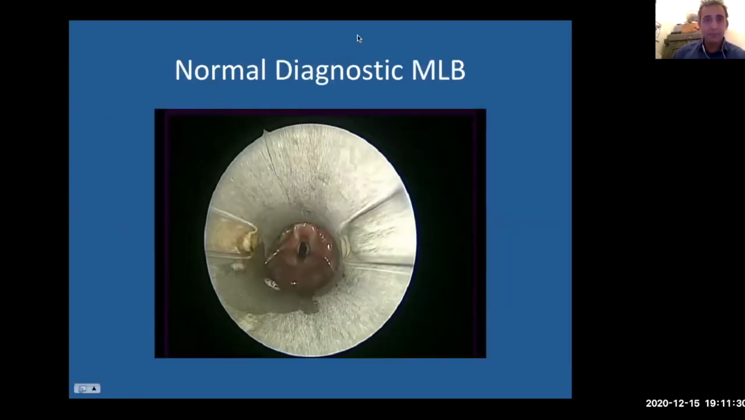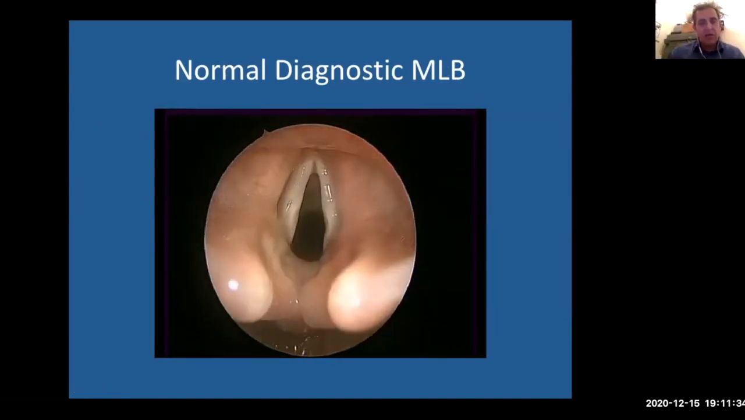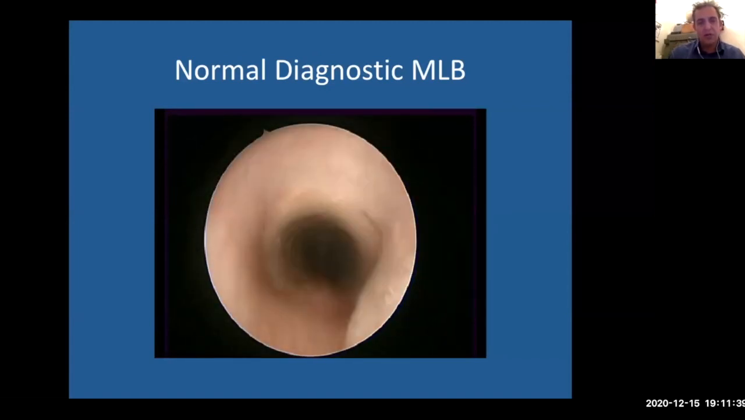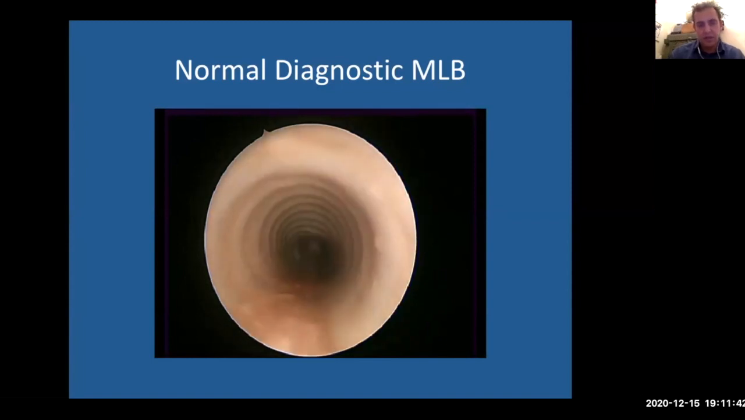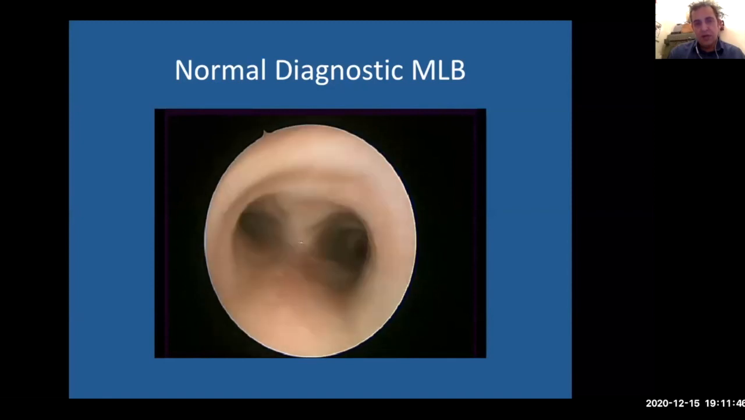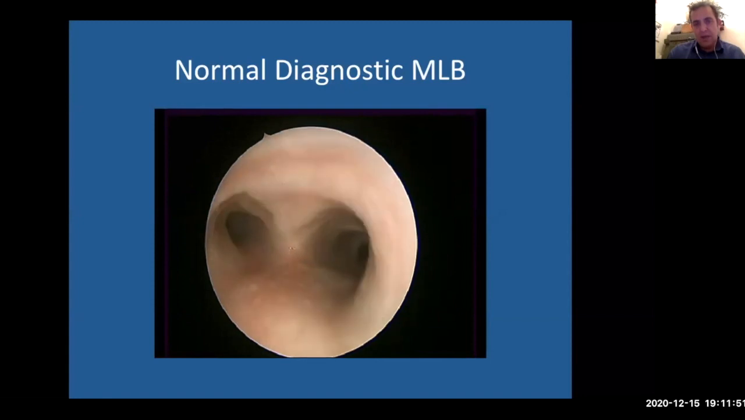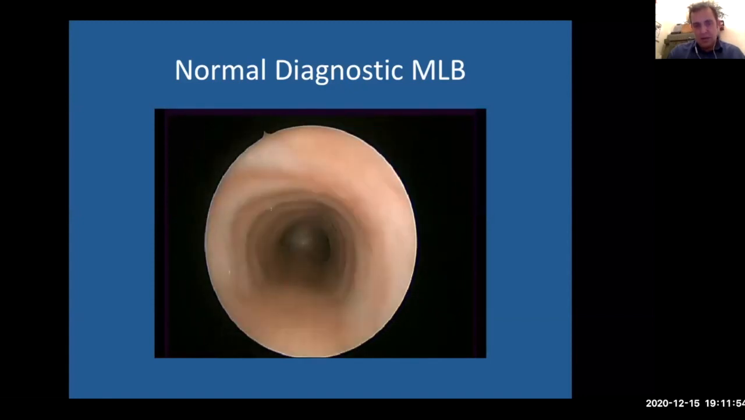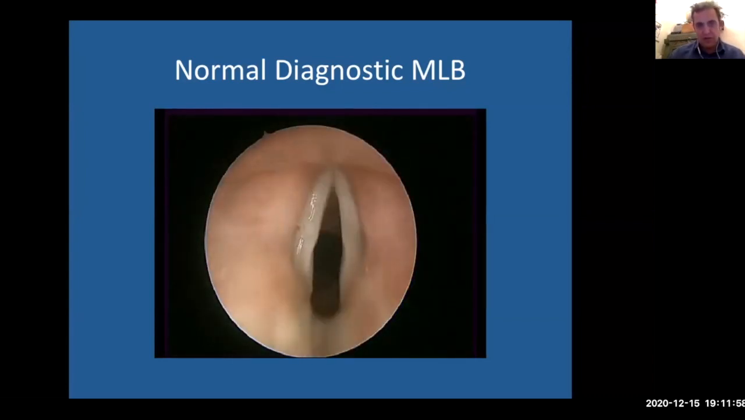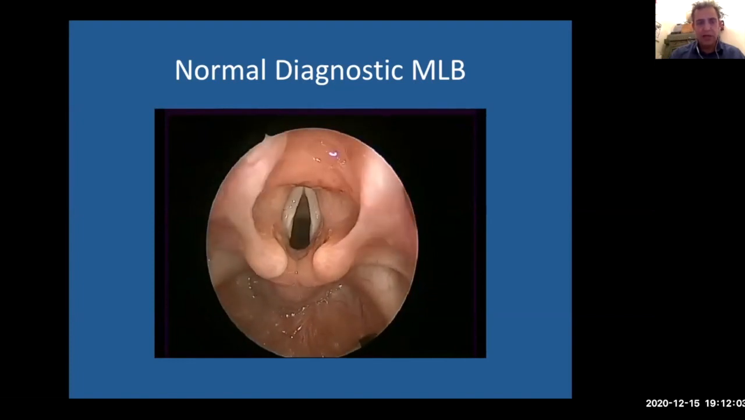So just to remind you what a normal diagnostic MLB will look like. We assess the whole airway. We take photos of the supraglottis, the glottis, the subglottis, going down to the carina, and usually try to get a glimpse down the right and left main bronchus. Then coming out, we examine the posterior wall of the trachea to see if there's any tracheoesophageal fistula. We assess vocal fold movement, which you can see clearly here.